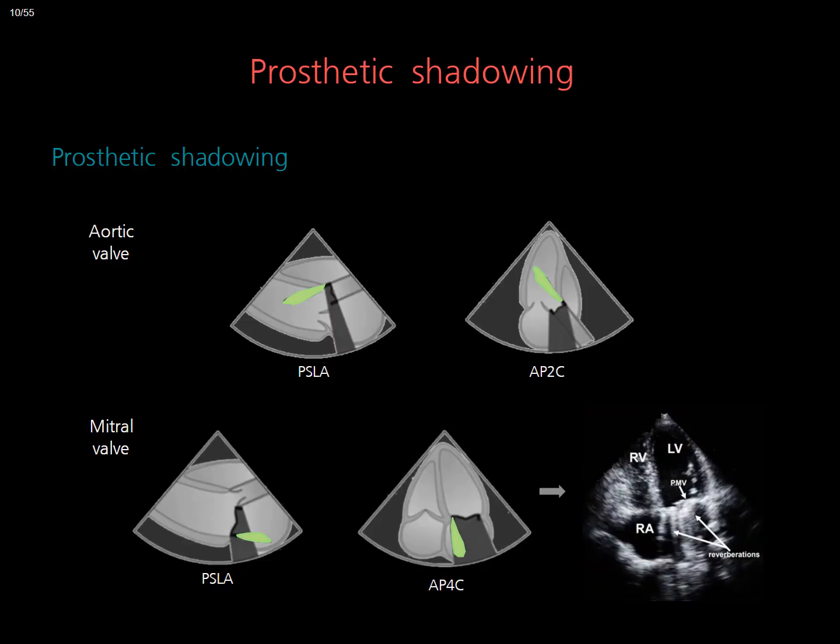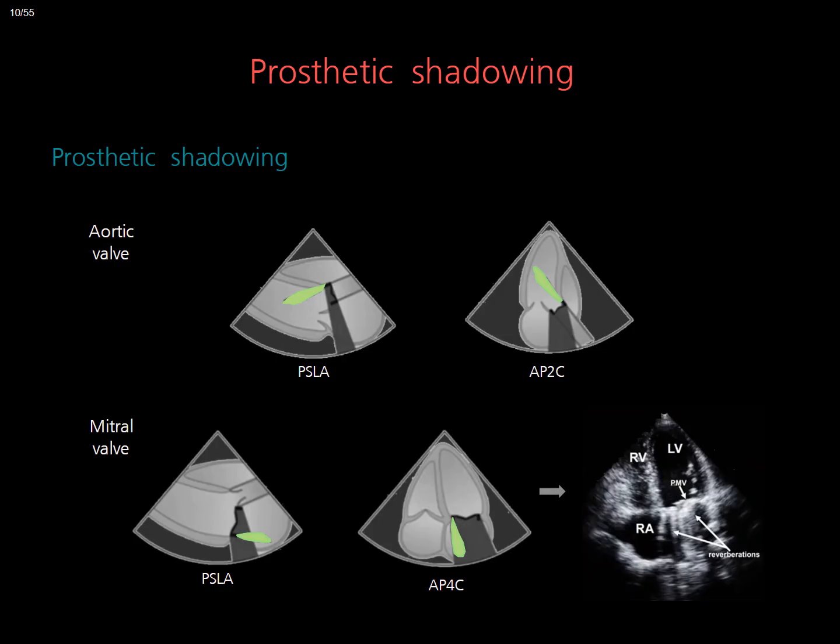This slide illustrates how the position of a mechanical prosthetic valve influences echocardiographic appearance and the color Doppler regurgitant jet. For aortic prostheses, the regurgitant jet may be better visualized in parasternal long axis or apical two-chamber views, depending on valve orientation and acoustic shadowing.